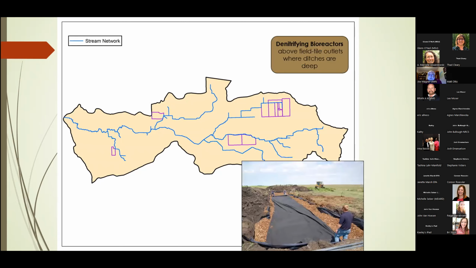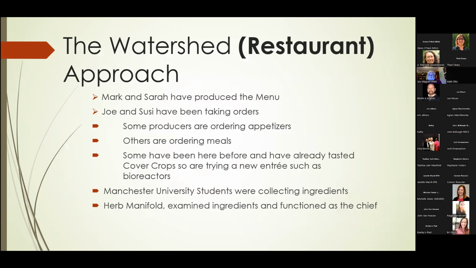And denitrification bioreactors were also popular. Clearly, there were some areas where the tile drainage was suitable to intercept and then place a denitrifying bioreactor into before that water was discharged to the stream.